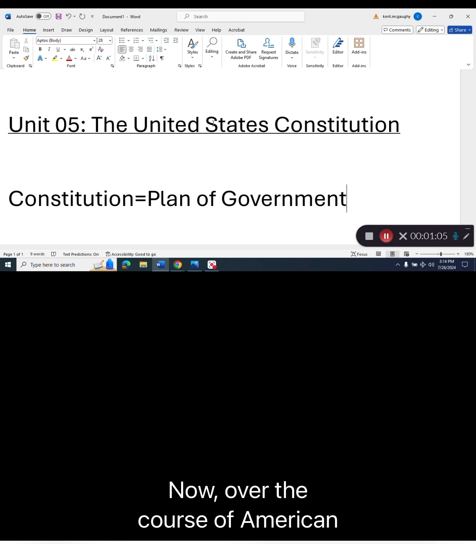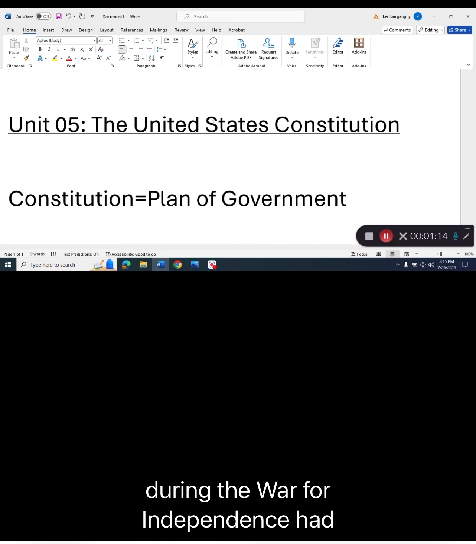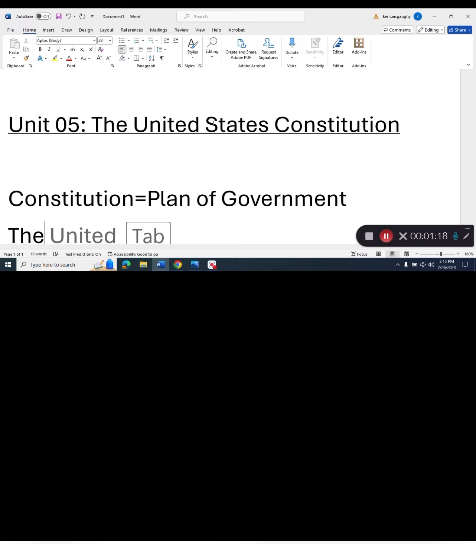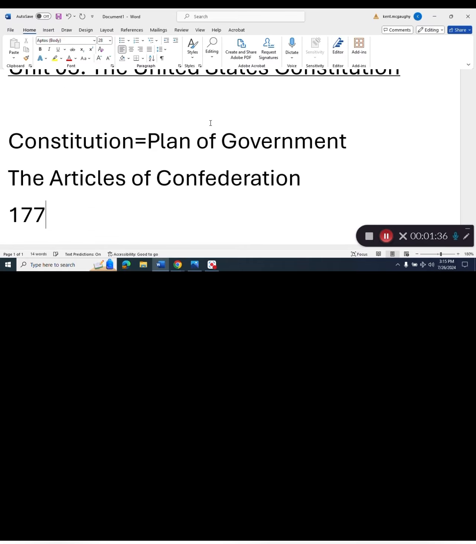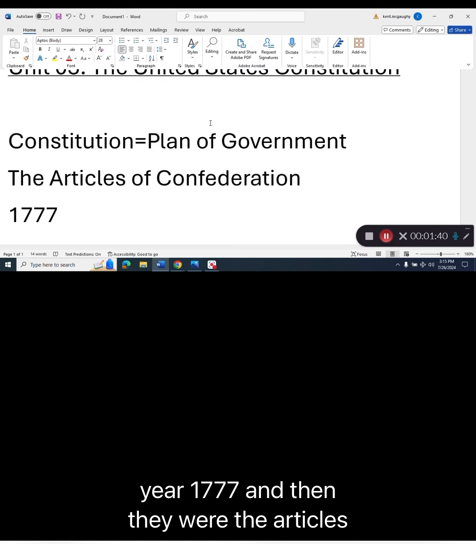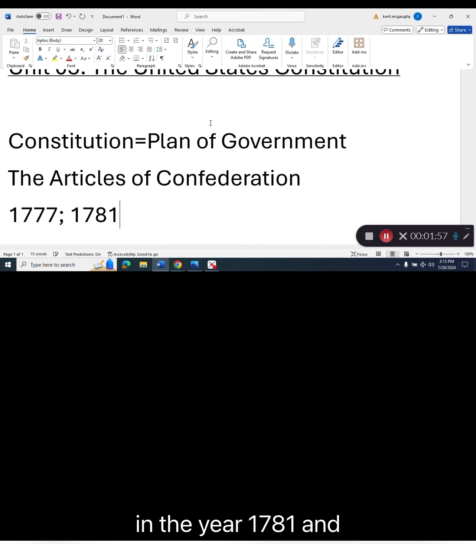Now, over the course of American history, we have had two constitutions. The first constitution, developed during the War for Independence, had the name the Articles of Confederation. And the Articles of Confederation were written in the Continental Congress in the year 1777. And then the articles were ratified or approved by the states in the year 1781, and they remained in effect as the government of the United States until 1789.